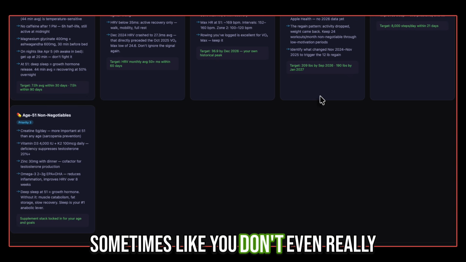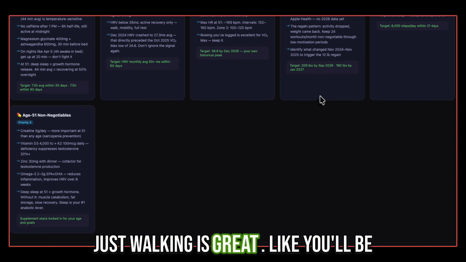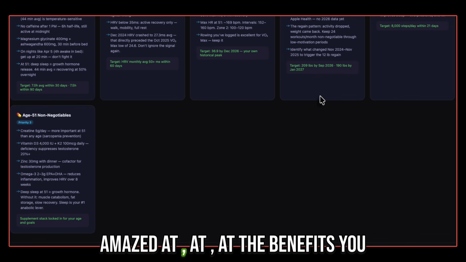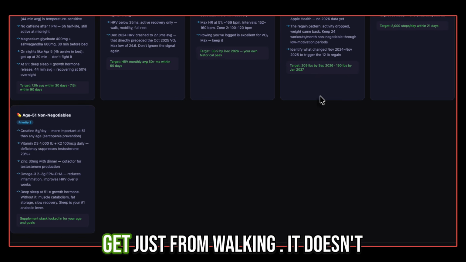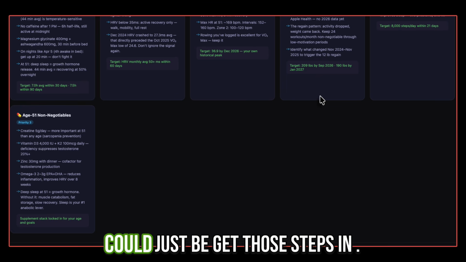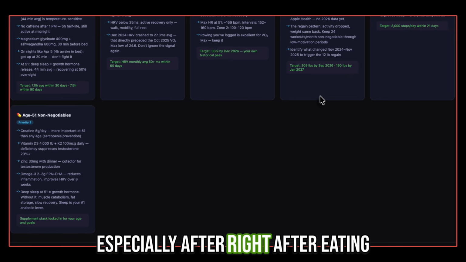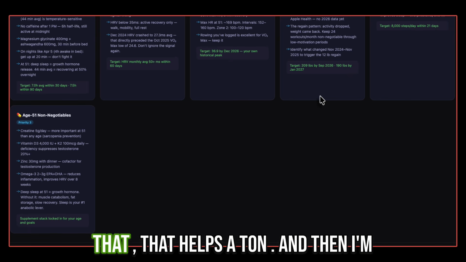And sometimes you don't even really need to run, just walking, right? Just walking is great. You'll be amazed at the benefits you get just from walking. It doesn't have to be a vigorous walk. It could just be get those steps in, right? Get those steps in, and especially right after eating, that helps a ton.